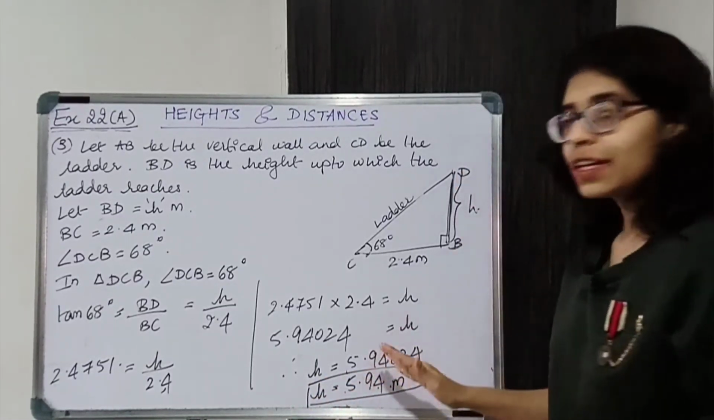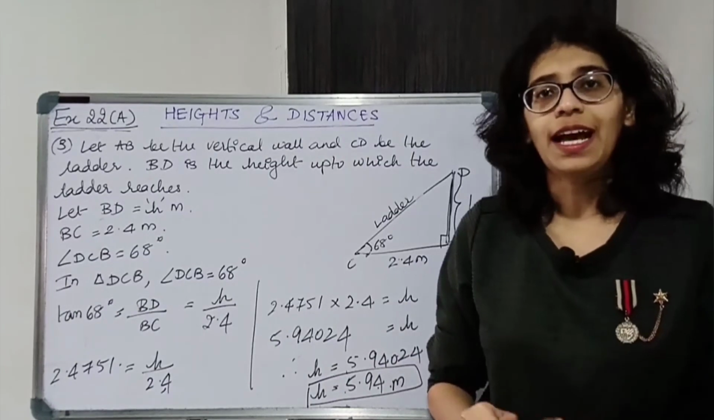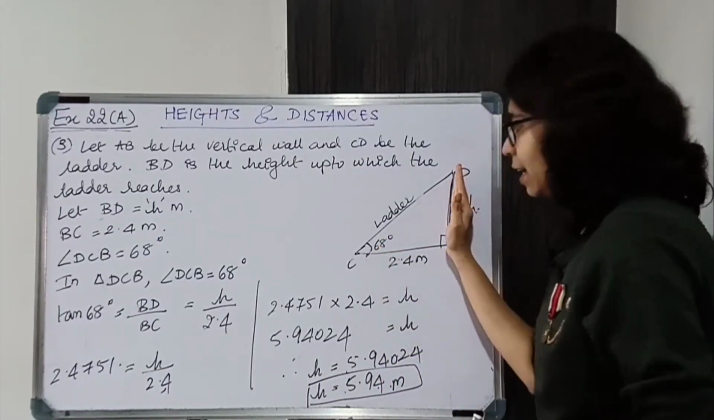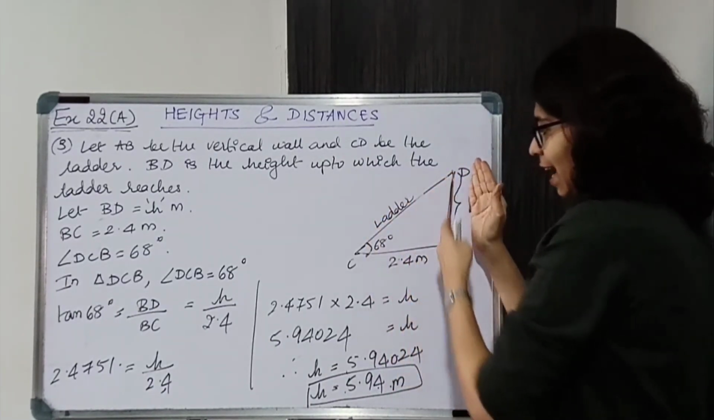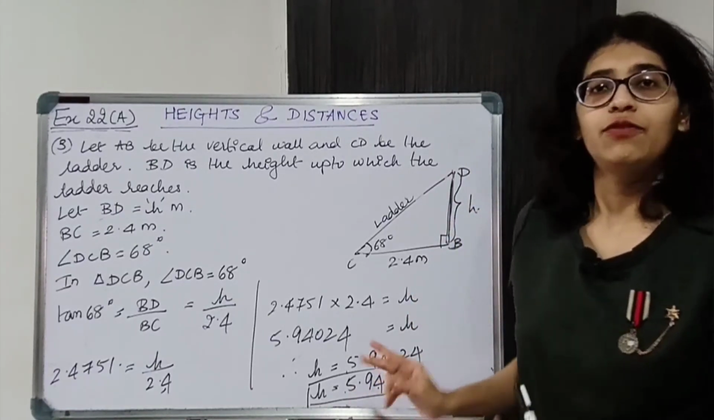So just write down the final statement. The height up to which the ladder reaches. The ladder reaches up to here. So the height is 5.94 meters.